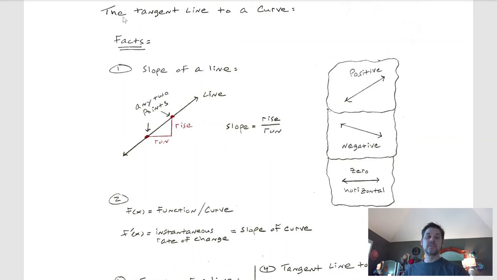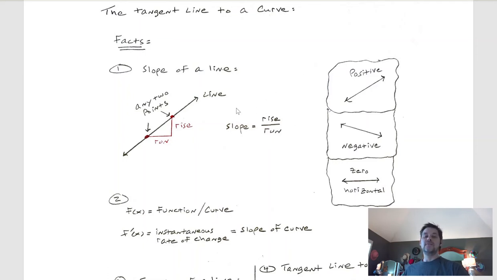The first fact I want to talk about is the slope of a line. Now, this would be something that you've heard of before, but quick reminder about it. If you have a perfectly straight line and you were to select any 2 points on the line and measure the run, measure the rise, and divide them, that's the slope. Okay, it really is that simple.